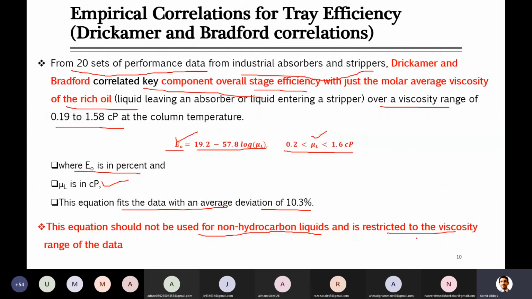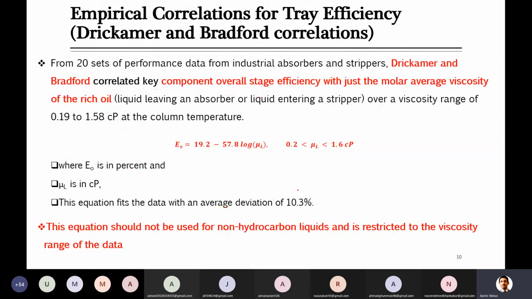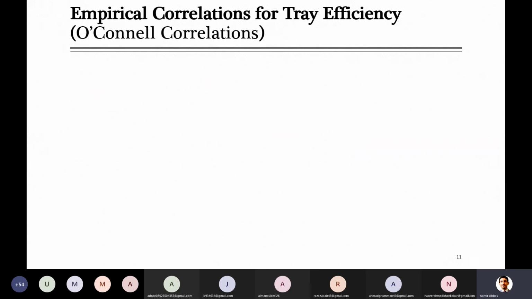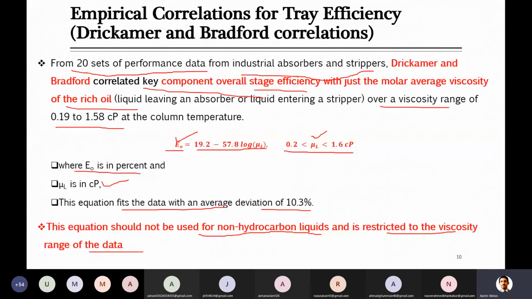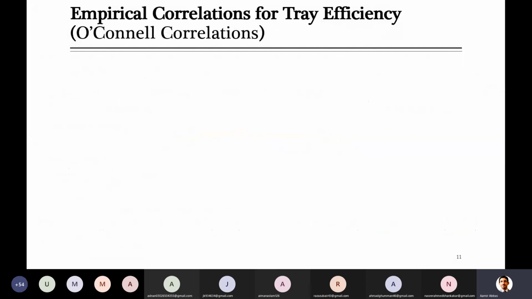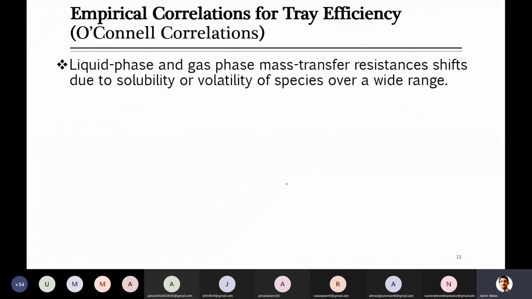At the same time, it is restricted in terms of viscosity data. As I said, even if you want to use it for hydrocarbon, if the viscosity of your hydrocarbon is out of this range, then this equation will not give you a better efficiency. Although you can use this equation to calculate the efficiency, your deviation will be higher, or the chances of error are more.